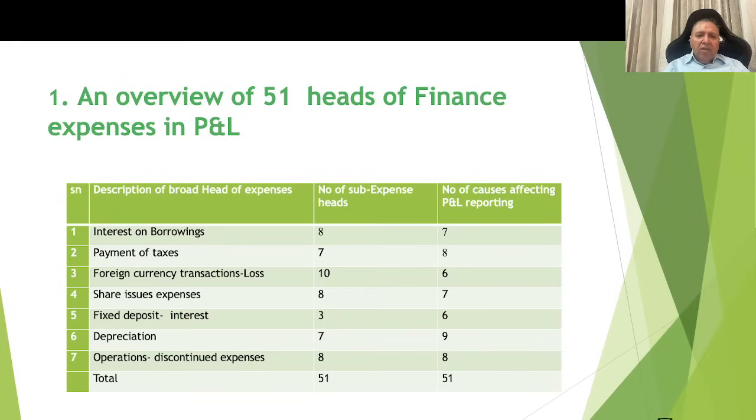Foreign currency transactions, loss related to that. There are 10 subheads which are captured in this presentation, and there are 6 causes which can adversely affect the P&L reporting. Likewise, share issue expenses, 8 subheads and 7 causes. Fixed deposit interest, 3 subheads and 6 causes. Depreciation, 7 subheads, 9 causes. Discontinued operations, 8 subheads, and 8 is the number of causes that can adversely affect the P&L reporting. And in total overall, there are 51 heads of finance, which incidentally happen to have 51 causes which have been identified.